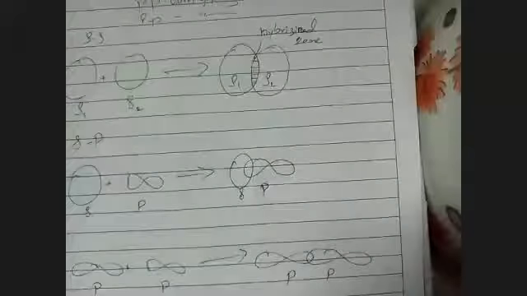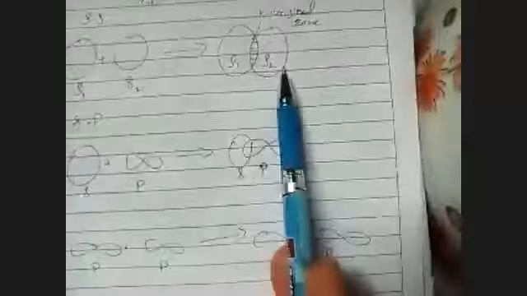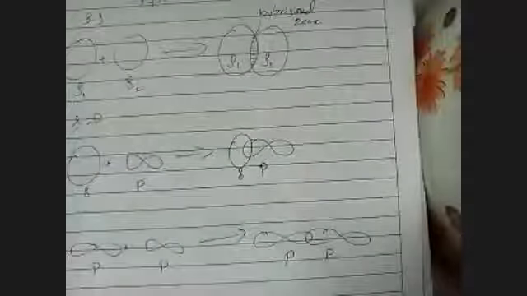So PP hybridization or PP overlapping. Is it understood? This is SS, S with P, P with P. So this is S2 hybridization, this is SP hybridization, this is P2 hybridization. Okay, clear? These concepts are all easy.